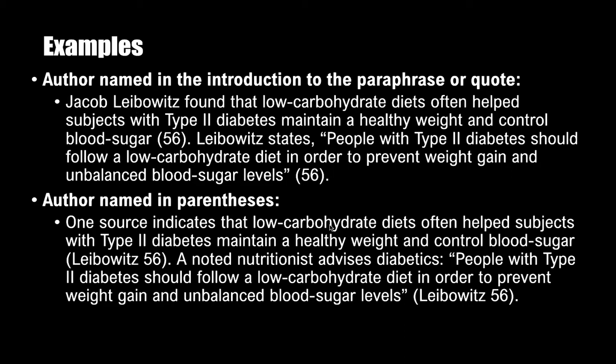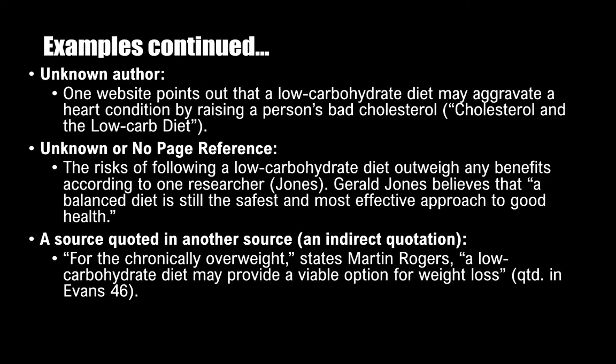A noted nutritionist advises diabetics, people with type 2 diabetes should follow a low-carb diet in order to prevent weight gain and unbalanced blood sugar levels. So again, same information, but they're keeping the person a mystery here, but then they give it away over here. So if you use their name in the signaling phrase, you don't have to do it in the in-text citation. But if you don't, I should, because again, as I'm looking down your Works Cited page, the first thing I'm probably going to see is this guy's name. So I need that name somewhere to know where that information comes from. Because the whole point of in-text citations is to match it up with your Works Cited page so I can find the source.